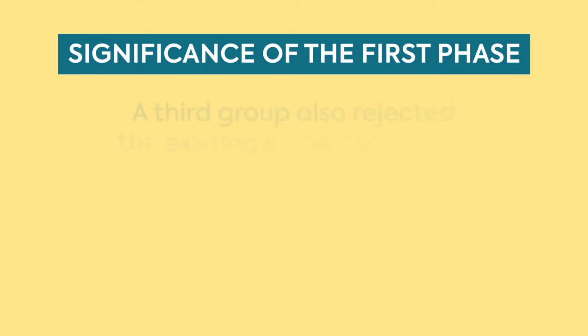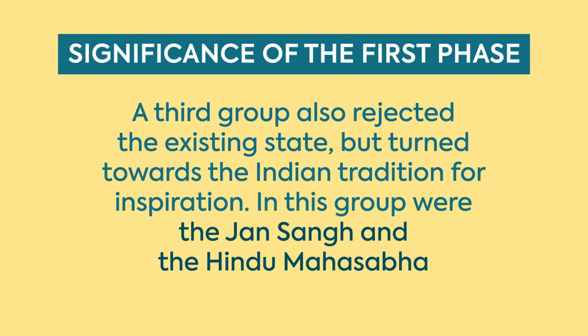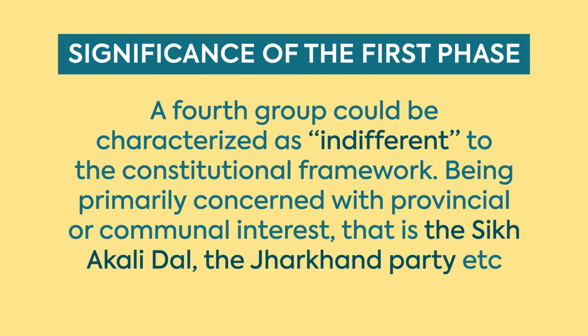The third group emphasized an ideology which rejected the existing state and turned towards Indian tradition and culture for inspiration and aspiration. In this group, we had the Bharatiya Jan Sangh as well as the Hindu Mahasabha. Next, we have a fourth group which was characterized by an indifference to the constitutional framework and which had certain specific communal as well as provincial interests in mind. In this group, we had the Akali Dal, the Jharkhand Party, and a couple of ethnic political parties. So, by 1951, we had political parties in the country, but these political parties exhibited different ideological trends.